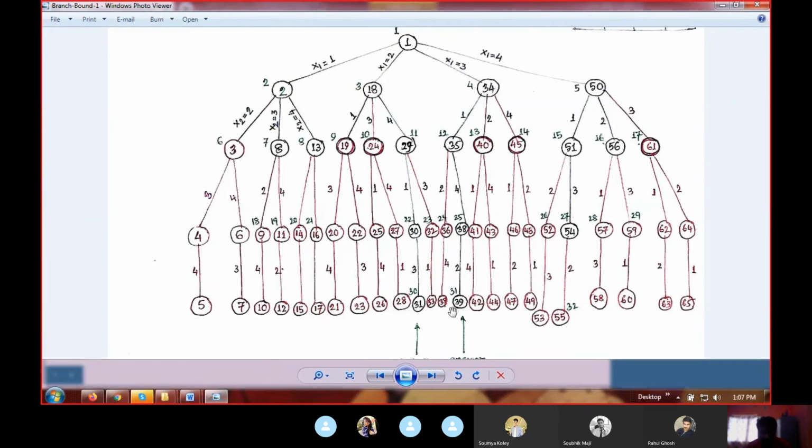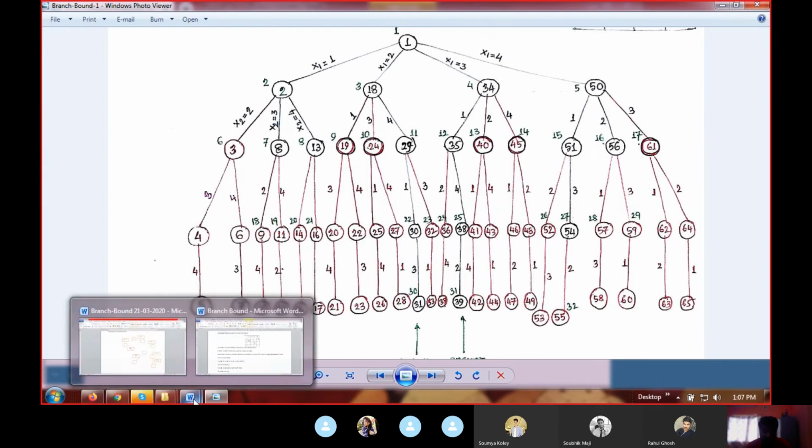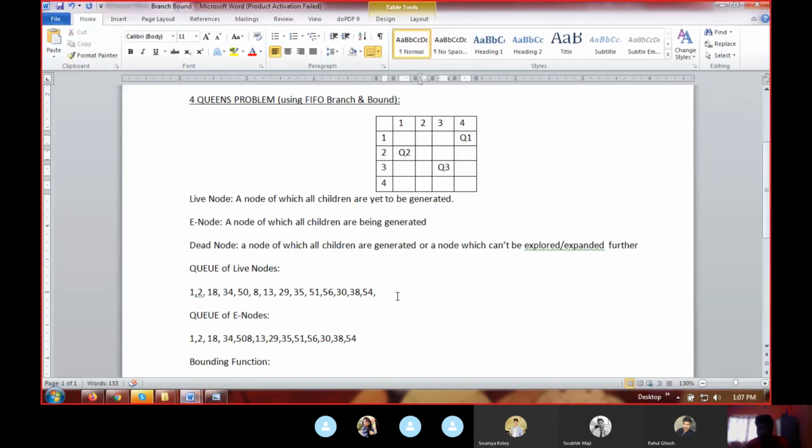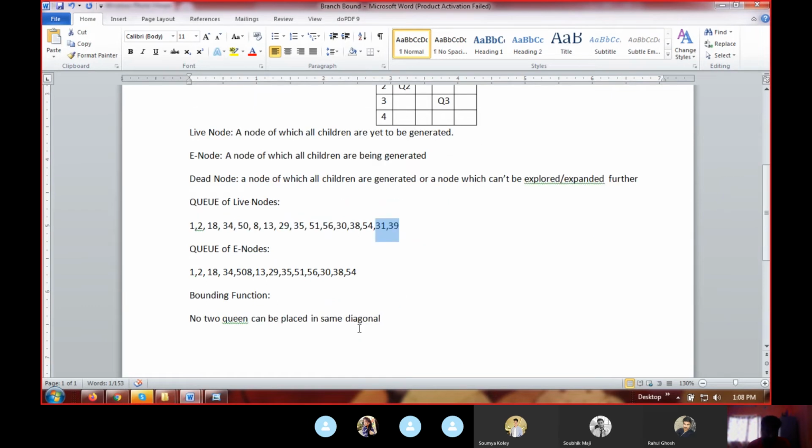So only 31 and 39 are possibly generated. So 31 and 39, as they were generated, they will be live nodes, but we are not trying to expand them further, so they can't be E nodes. So see, up to this much, both Q of live nodes and Q of E nodes are same. So the last nodes of the live node Q are the leaf nodes. And the number of leaf nodes present in the live nodes will give us the number of possible solutions, which is 2.